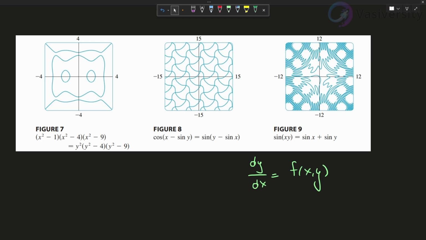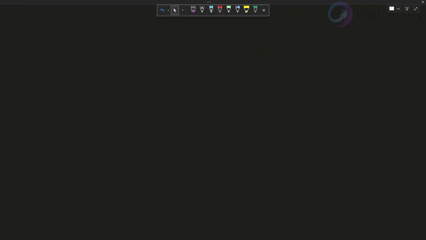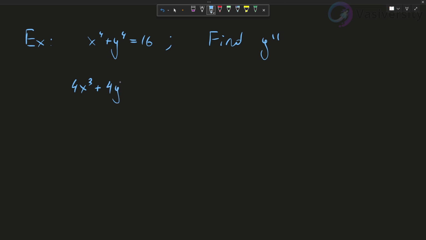Okay. Now, let's go ahead and consider this equation. So, this example. We have x to the 4 plus y to the 4 equal to 16. And we want to find y double prime, so we want to implicit differentiate twice. Since we've already done it multiple times, let's go ahead and do the first derivative. So we're going to have 4x cubed plus 4y cubed times y prime equal to 0. So that implies that y prime is equal to negative x cubed over y cubed.